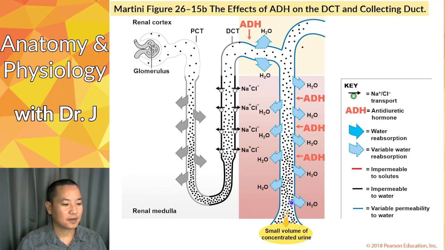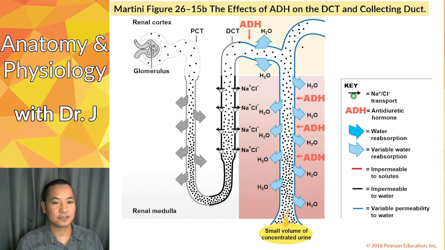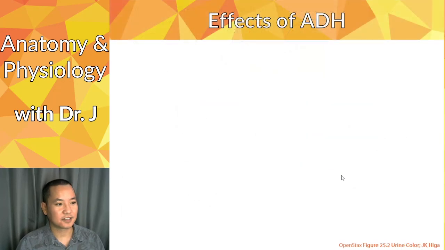And as you're drawing out water, what are you doing? It's kind of like that boiling pot. As you draw out water, you make it more concentrated. So this is why, if you increase your secretion of ADH, you're going to have less volume of water in your urine, and you're going to have a very concentrated color to your urine as well.